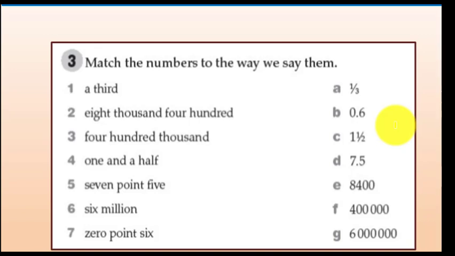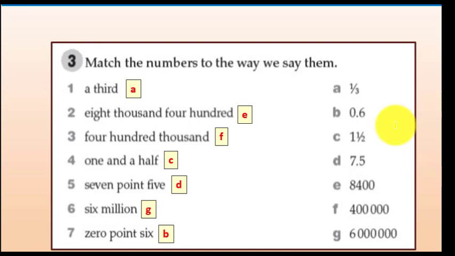Okay, now let's do the task together. The first one, we match third to A. 8,400, we match it to E. 400,000, we match to F. 1.5, C. 7.5, D. 6 million, G. 0.6, we match to B.